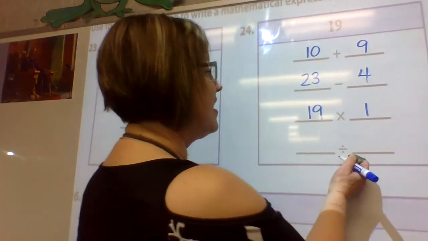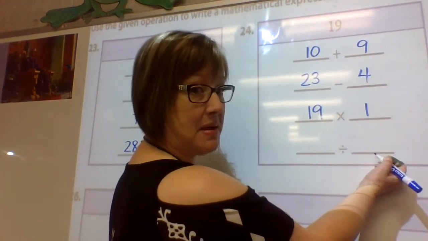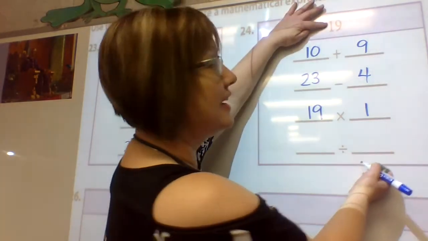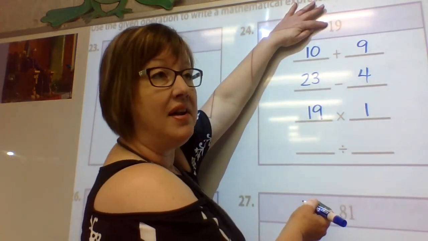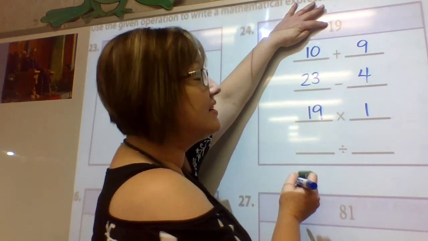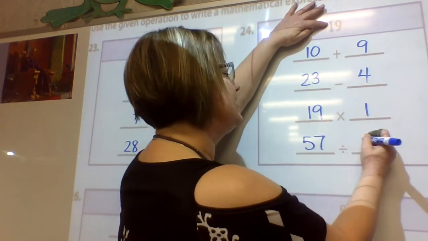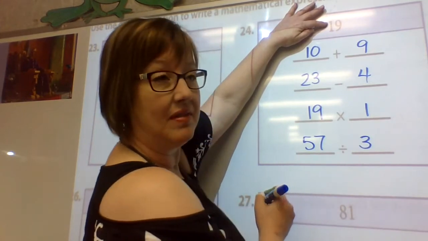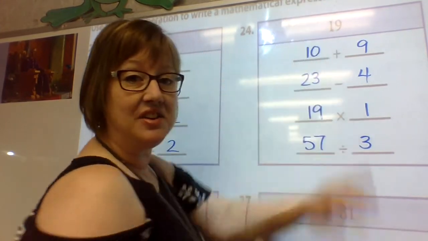And divided by, it's either going to be 19 divided by 1 or something bigger. 19 times 2 is 38. 19 times 3 is 57. I'm going to do that one. 57 divided by 3, I think. Yeah. Okay? So you can do whichever ones you want.